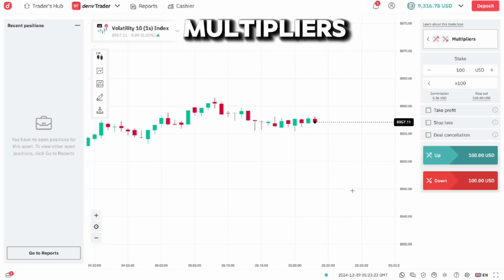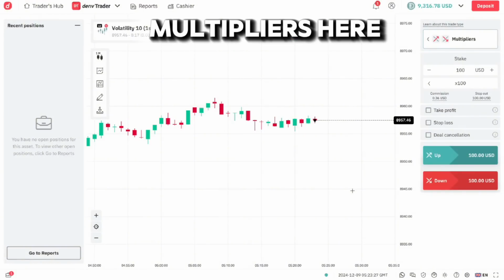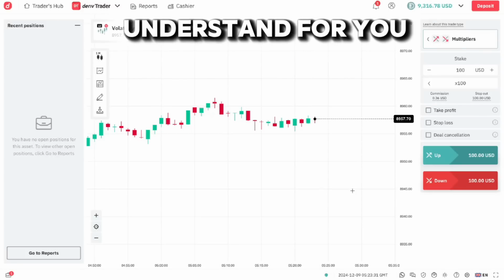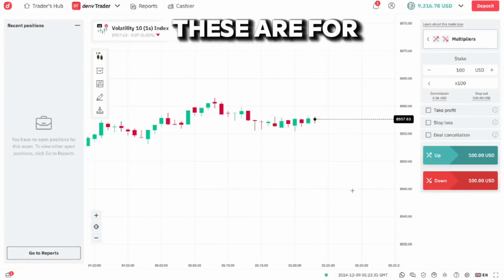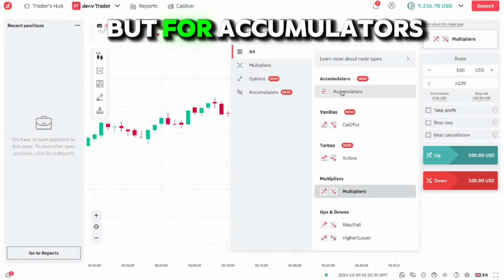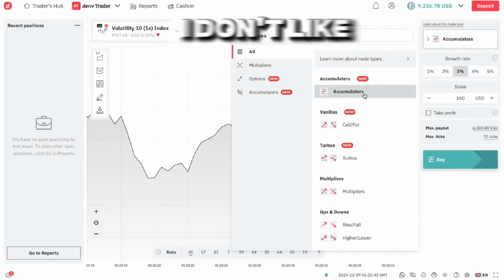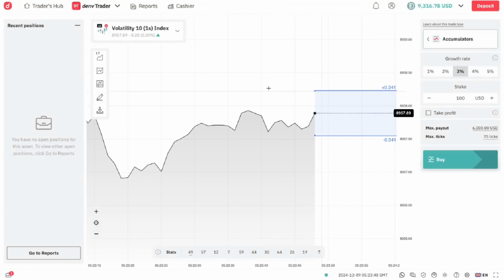So we have multipliers. I would not recommend as a beginner you start with multipliers. Here there's take profit, there's stop loss. There's a lot you need to understand for you to take multipliers on your first week or your first day, because I'm assuming these are total beginners who are watching this tutorial. But for accumulators, I don't like call and put. Accumulators is also a bit easier.